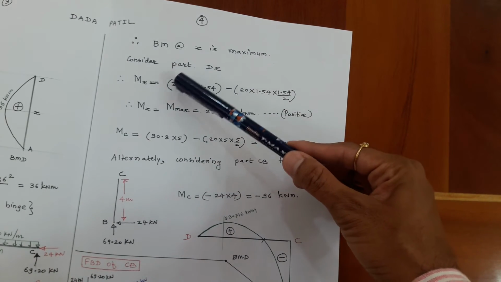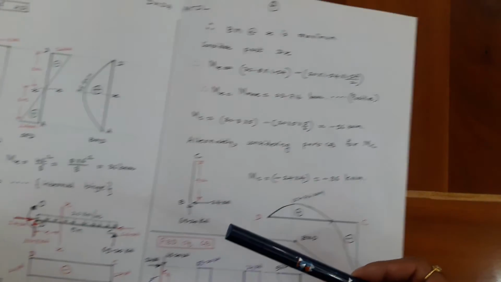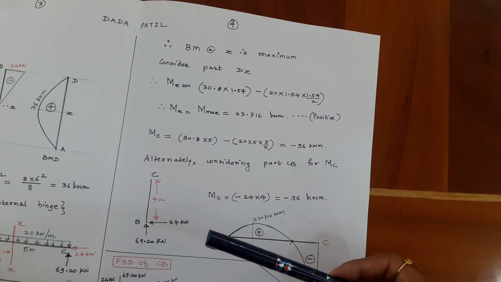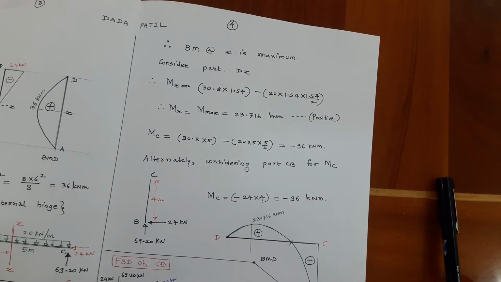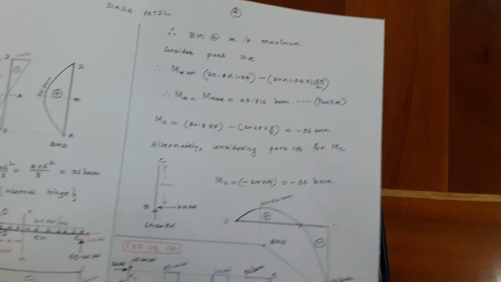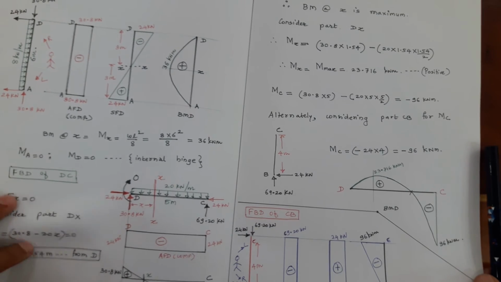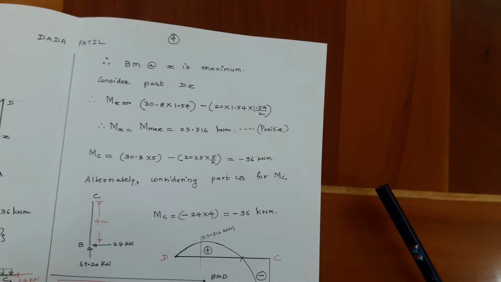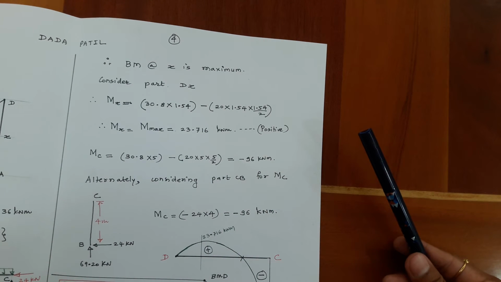Therefore, again to calculate bending moment at x, consider part DX. The bending moment will become 30.8 into 1.54 minus 20 into 1.54 into 1.54 by 2, because x is 1.54. So when I solve, Mx, that is M maximum, works out to be 23.716 kilonewton meter, which is positive.